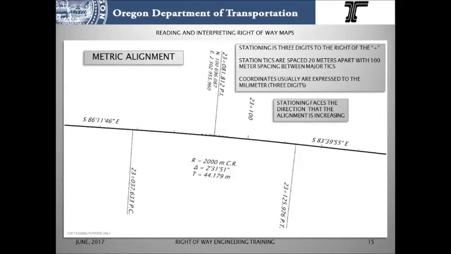And again, on the modern maps, station faces the direction that the alignment is increasing. But basically, you're going to have the same look of alignments. Your bearings, your control flags, the PC, PT, coordinate, curve data, so forth.